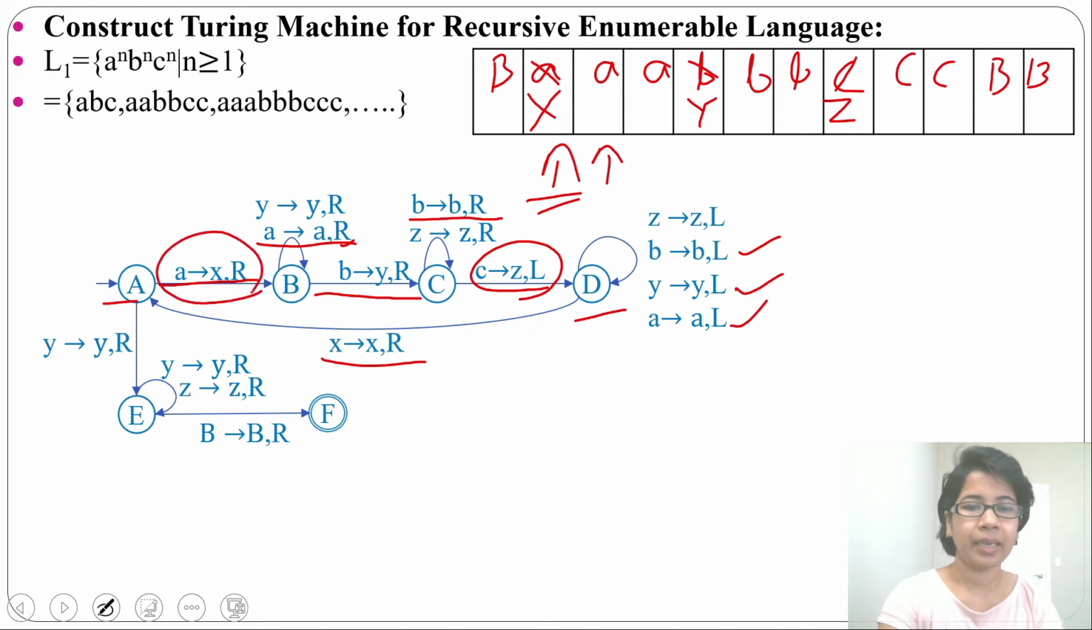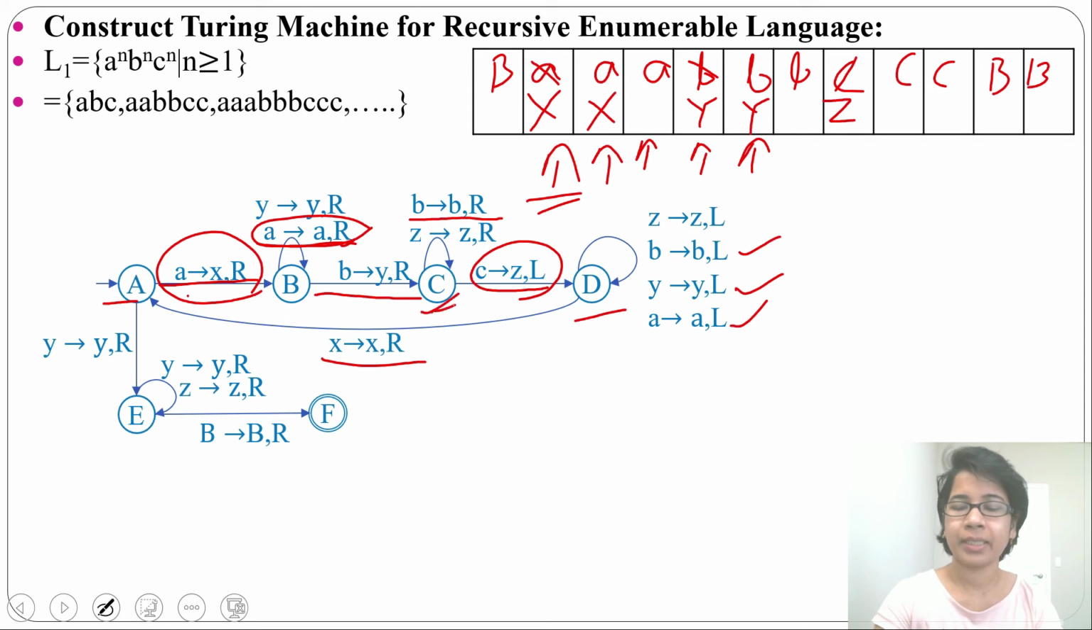Then it will see A, it will be X and it will move right. The read head will be here. Then for next A, simply it will move right. Then for this it will move right. So finally the read head will be here. Then when it sees B, B will change to Y and it will move right.